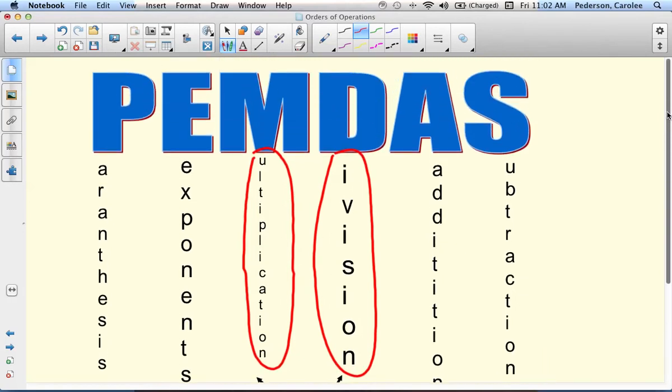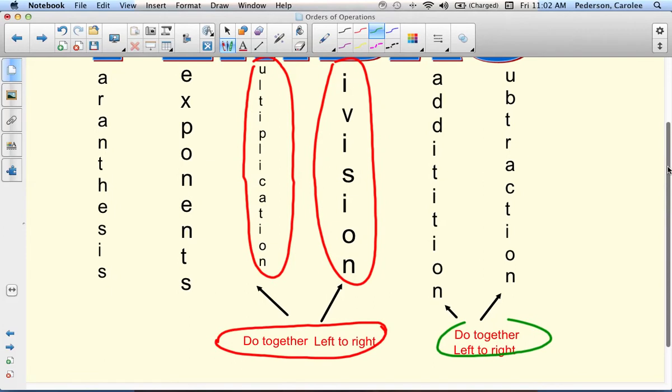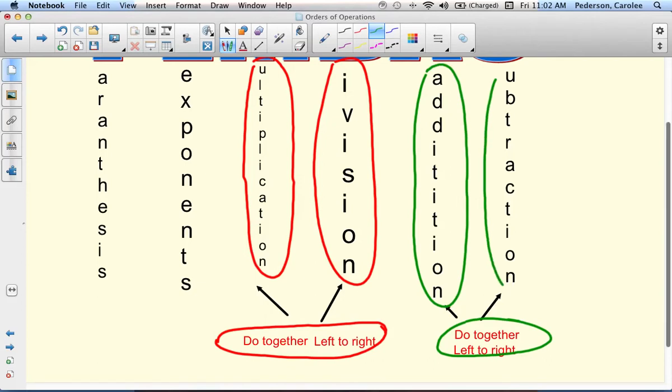Those stand for addition and subtraction. You will want to do those together, whichever one is first or whichever is left in the expression. So you go left to right with addition or subtraction.